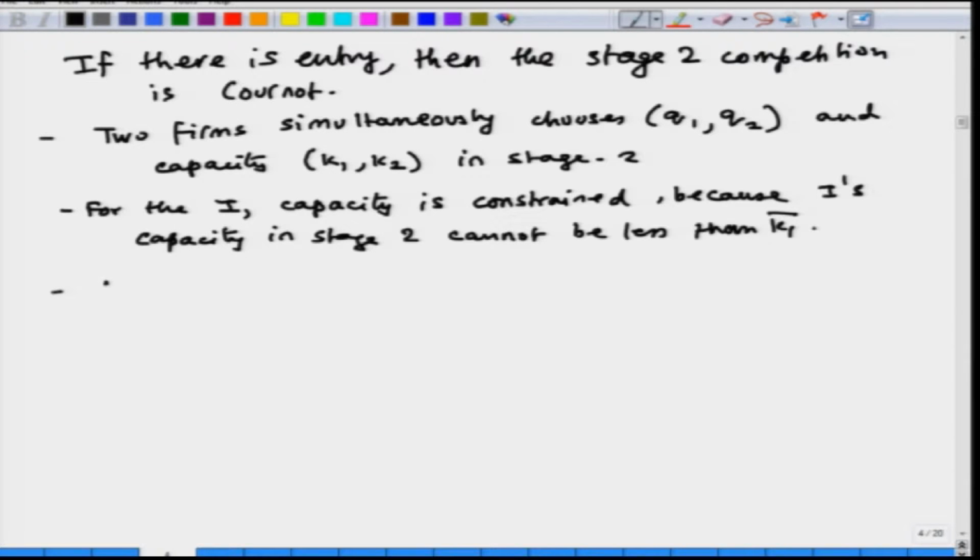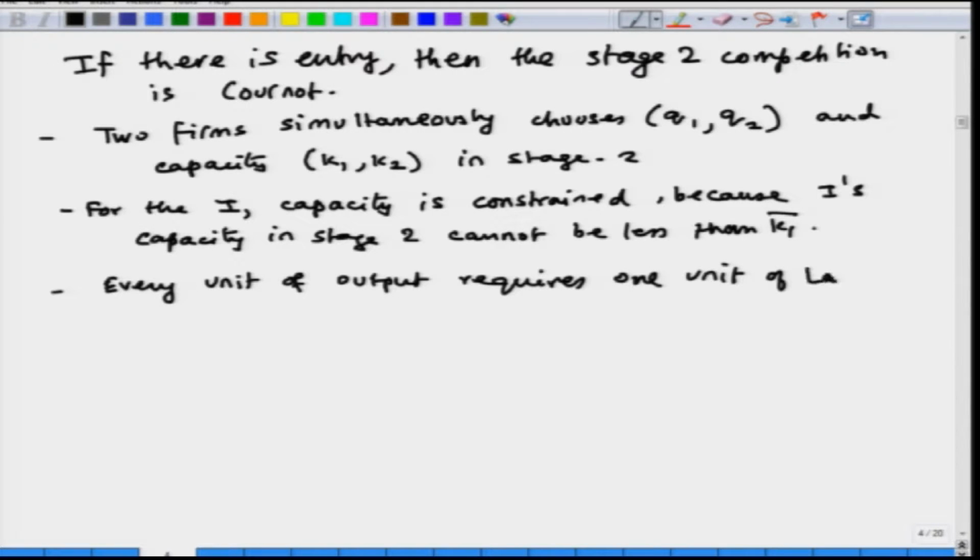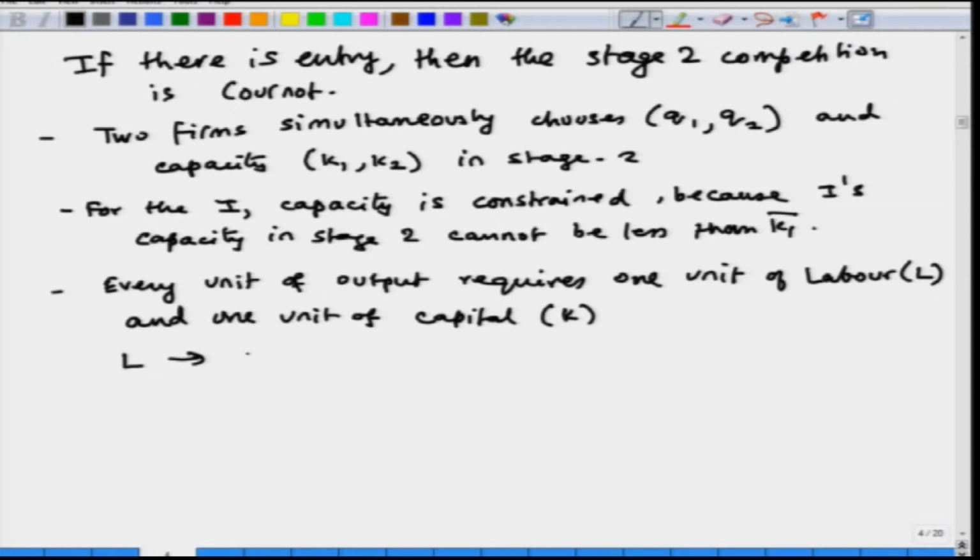Let us also assume that every unit of output requires 1 unit of labor and 1 unit of capital. Right. So, labor L and 1 unit of capital, which is K. The cost per unit of labor is given by W, and R as before is the cost per unit of capital. We have already mentioned this earlier. So, let us write down the cost functions for the two firms.